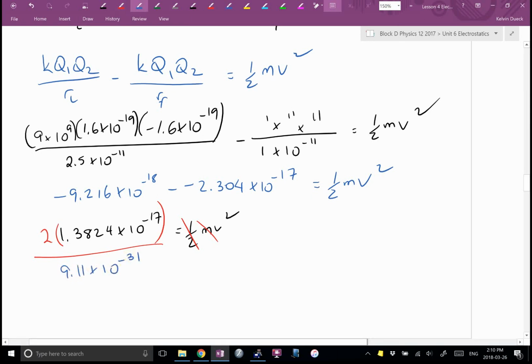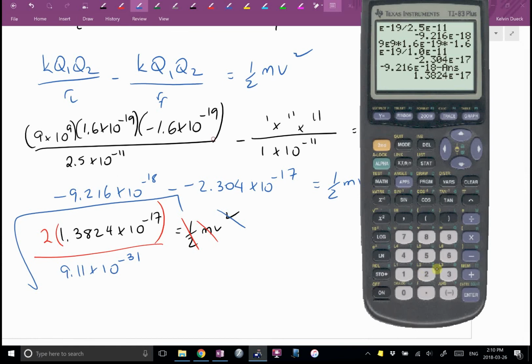And then that gives me a v squared. Now, Caleb, how to get rid of a squared? Only at the very end. So I would go 2 times that answer divided by 9.11 times 10 to the negative 31. This answer has to be wrong because this is faster than the speed of light. Oh yeah, I forgot to square root.